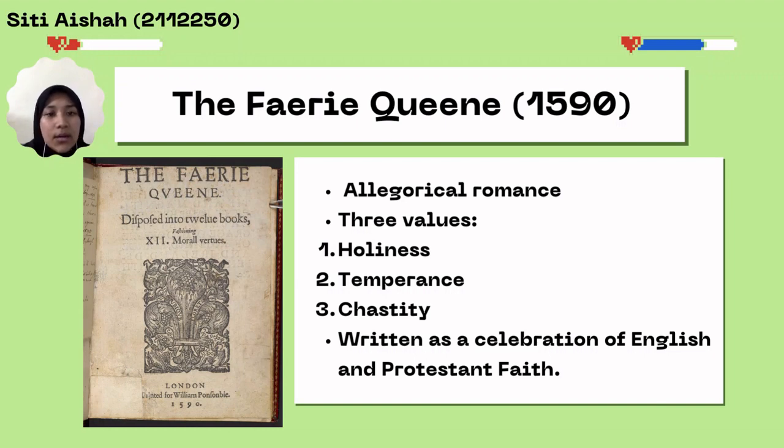And there are three values of English society, which are holiness, temperance, and chastity. The Faerie Queene was not only written as a celebration of England, but also a celebration of the Protestant faith. The Faerie Queene was also written in the Spenserian stanza. It is a poetic form created by Spenser himself to be a suitable and easy tool for the long narrative poem. And the Spenserian stanza finds its origin in the Italian Ottava Rima.